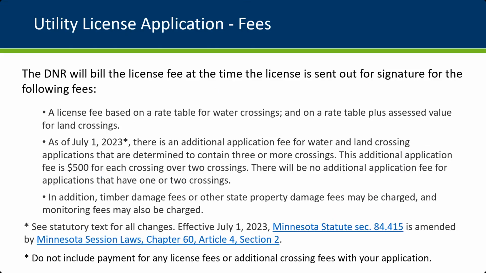The license fee, along with additional application fees for more than 2 crossings, as well as timber damage fees, property damage fees, or monitoring fees if applicable, will be billed at the time the license is sent out for signature. These fees should only be paid when billed with your license, not with the application if you're sending a check.